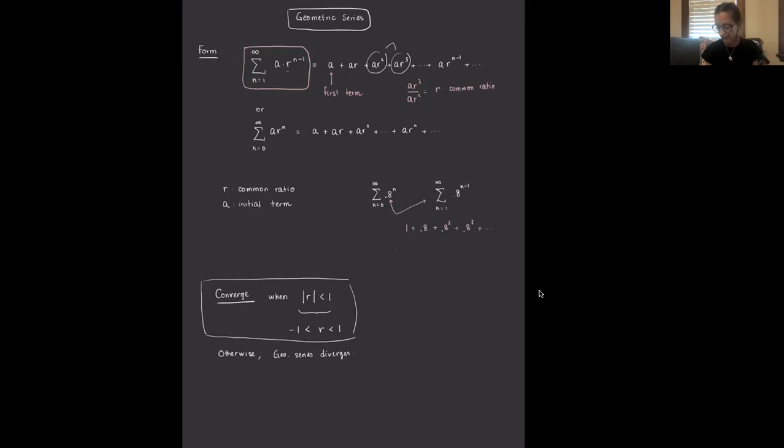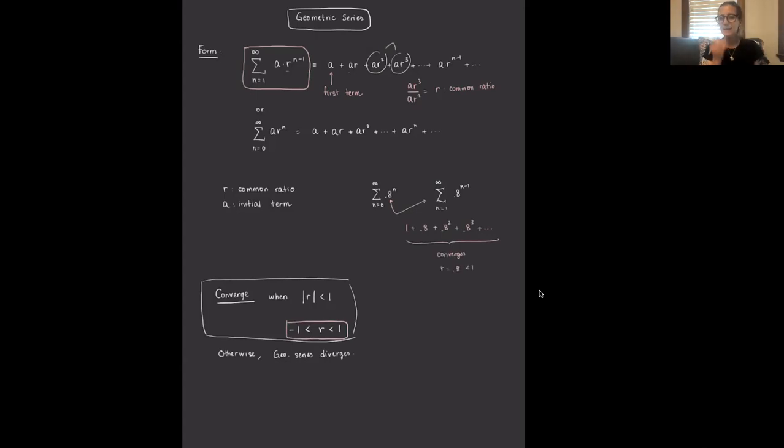We saw earlier that this series actually converged because we looked at the partial sums and we saw that the partial sums were approaching a numerical value. I'll tell you that geometric series converge whenever that ratio is between -1 and 1. Another way of writing it is the absolute value of the ratio is less than 1. So this series will converge since this common ratio is 0.8, which is less than 1.